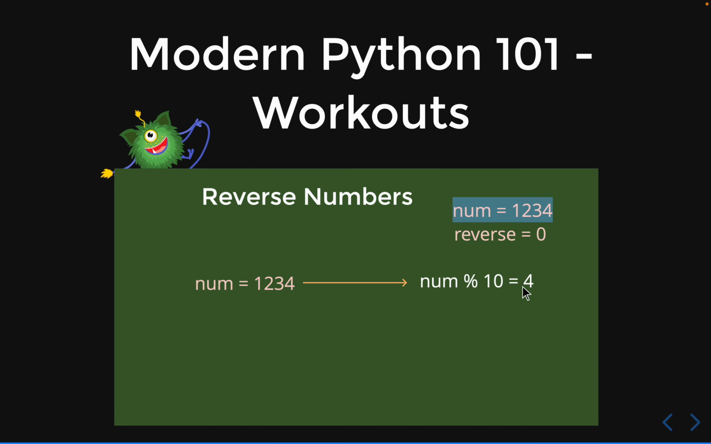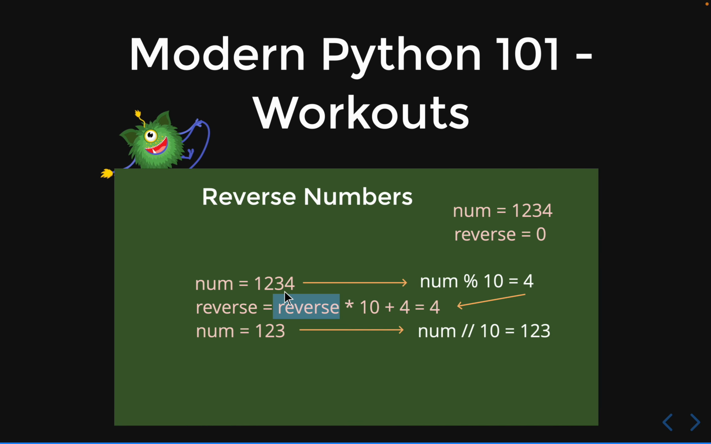Then the next thing we want to do is take that digit and use this formula. The first part of this formula is we want to multiply the current value inside reverse by 10, and then we want to add the digit back. For the next step, we want to take out 4 from our number, and we can do that by dividing the number by 10. But remember, we need to do a floor division because we need an integer value back. That's why I'm using double slash right over here. And we need to keep on repeating this till the number is not equal to 0.